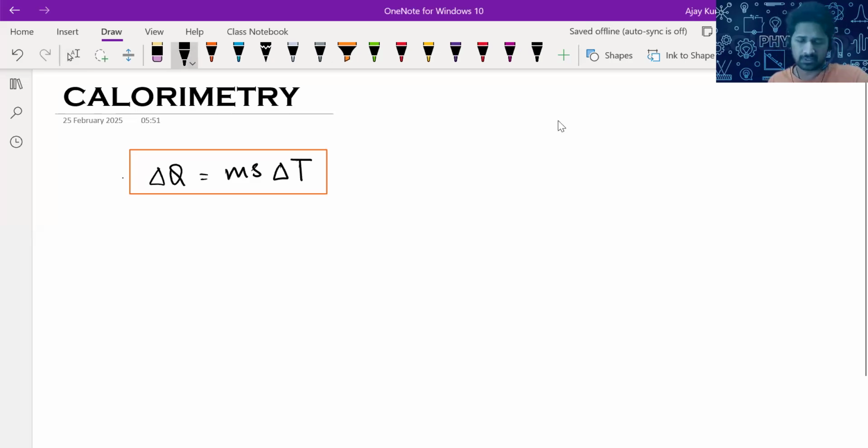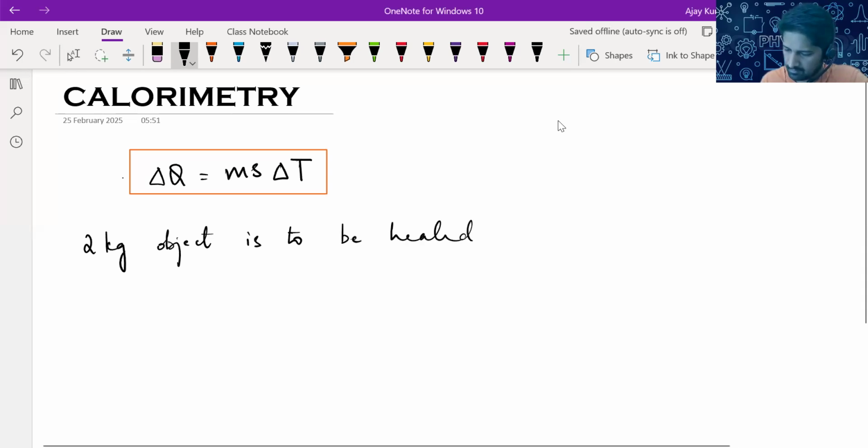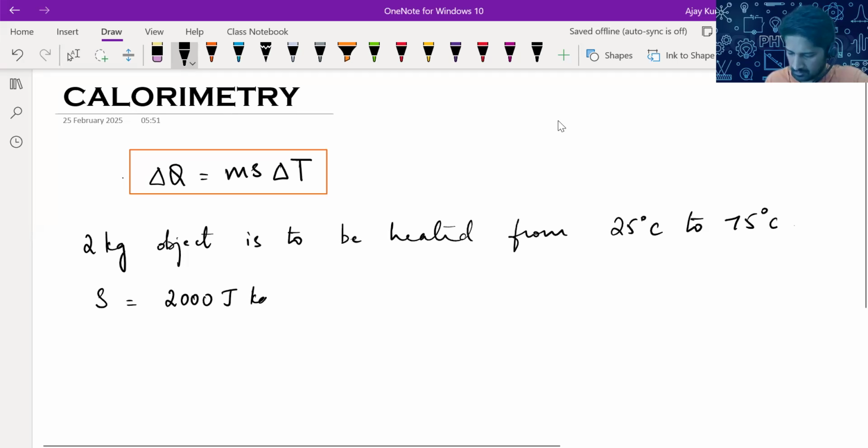Let's first solve a simple question based on this formula. A 2 kg object is to be heated from 25 degrees C to 75 degrees C. Suppose its specific heat is 2000 joule per kg per Kelvin. Calculate the heat required.